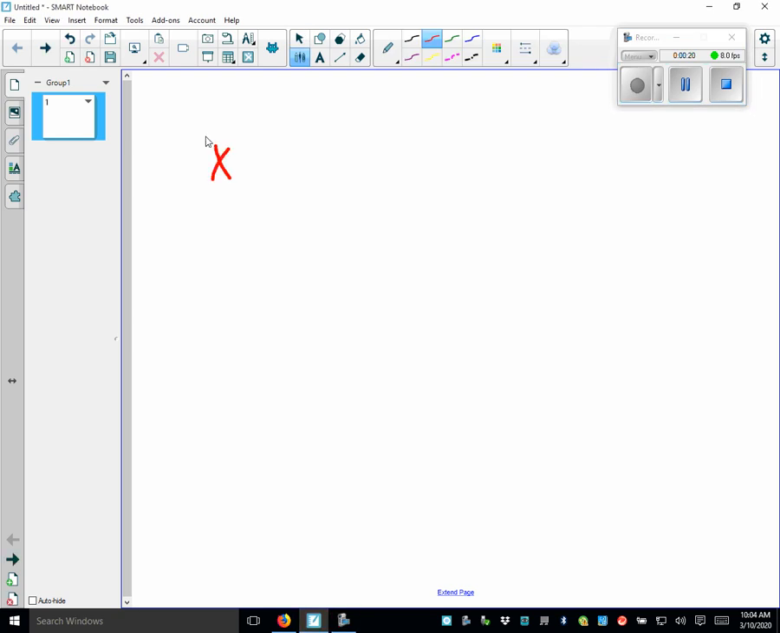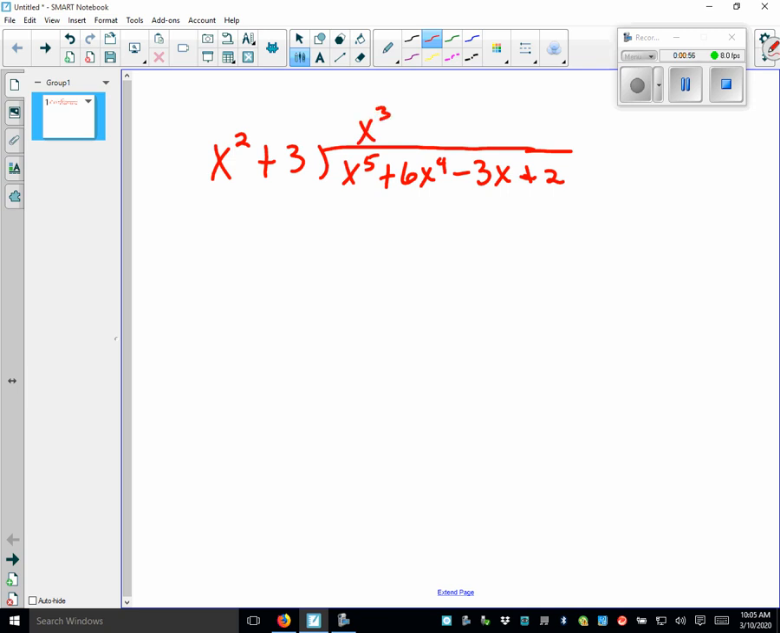As an example, how about x squared plus 3, and let's do x to the 5th plus 6x to the 4th minus 3x plus 2. Now, I made this problem up, so it might be pretty, might be ugly. We're going to start with x cubed, x to the 3rd, do you all agree? Goes on top. Doesn't matter where. Now I multiply x cubed times the whole thing, x squared plus 3, right? Which is x to the 5th.